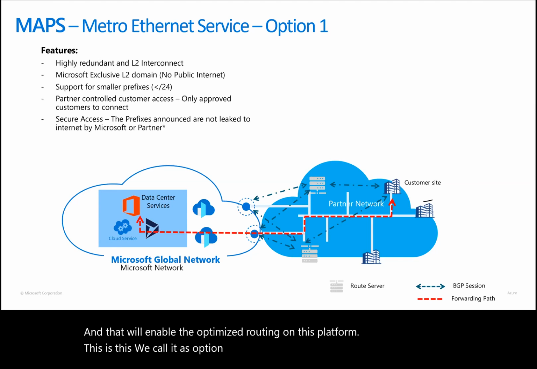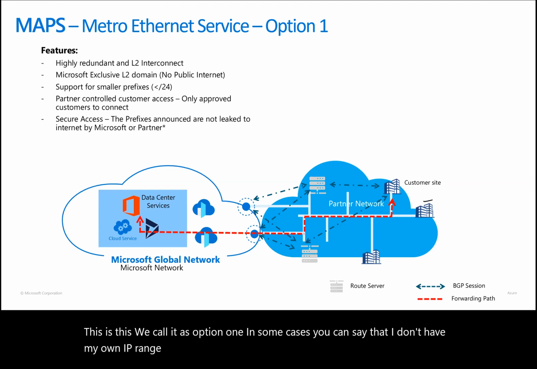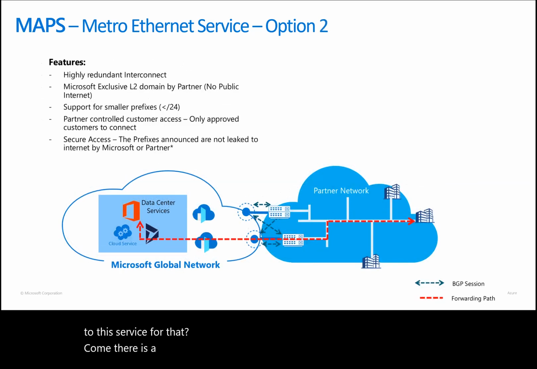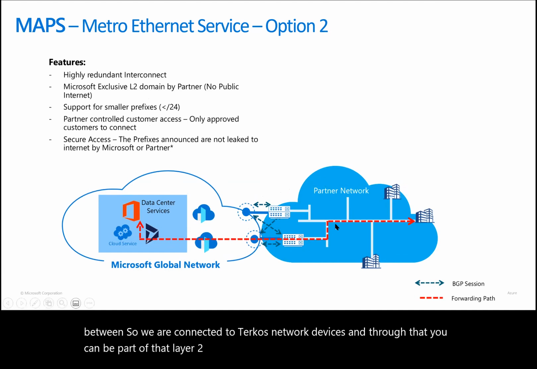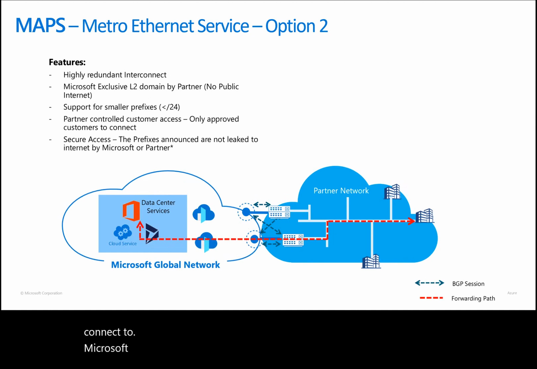In some cases, you can say, oh, I don't have my own IP range, or I don't have my own public ASN. So how should I connect to this service? For that, there is a solution where Teraco acts as a gateway service in between. So we are connected to Teraco's network devices, and through that, you can be part of that layer 2 domain, which Teraco has exclusive for this setup, to connect to Microsoft public cloud services here.